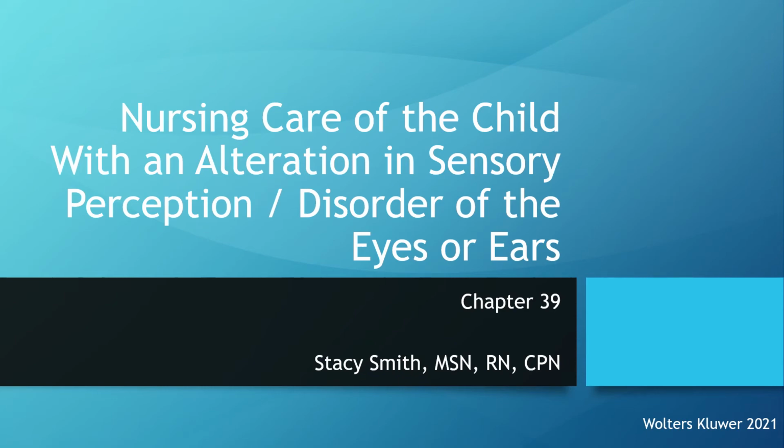Guys, we're going to talk about chapter 39, and this is going to talk about nursing care of the child with an alteration in sensory perception. And we're going to look a lot at the disorders of both the eyes and the ears. So let's get started here.